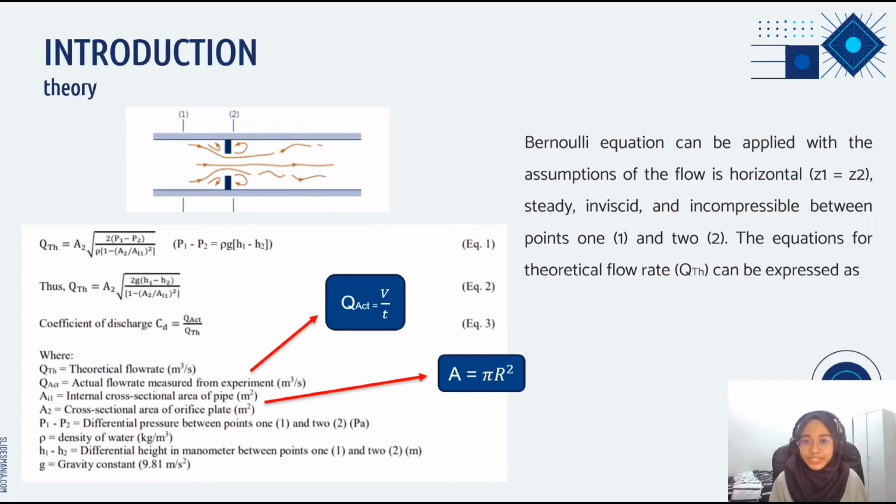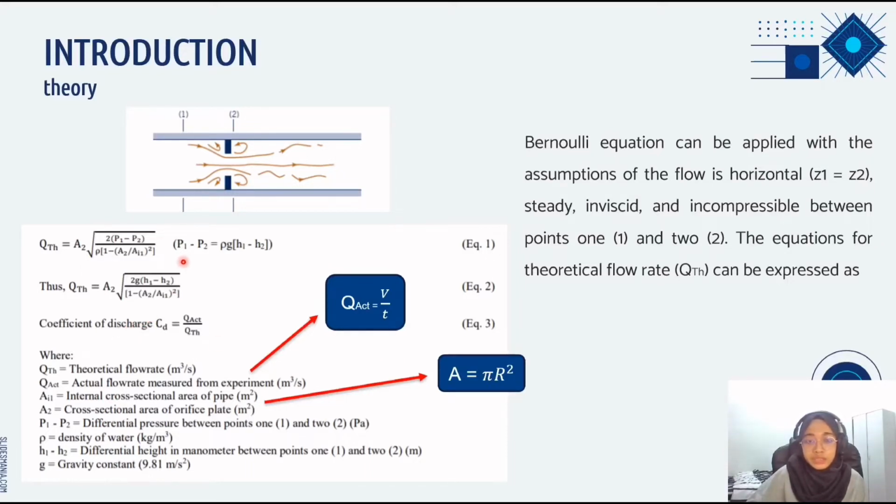The theoretical flow, QTH, can be expressed as the cross-sectional area of the orifice plate times the square root of 2 times the differential pressure between points 1 and 2 over density times 1 minus the cross-sectional area of the orifice plate over the cross-sectional area of the pipe to the power of 2, where the cross-sectional area of the pipe and of the orifice can be obtained by pi times r squared.